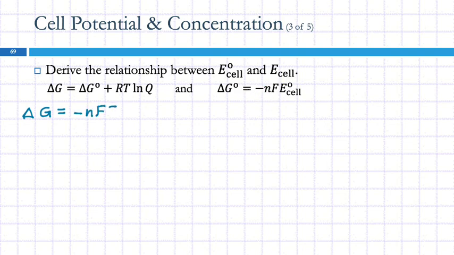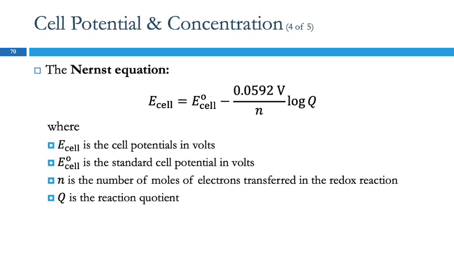Negative NF standard cell potential plus RT, Q. Oops, not Q, natural log of Q. So what we end up with is this.